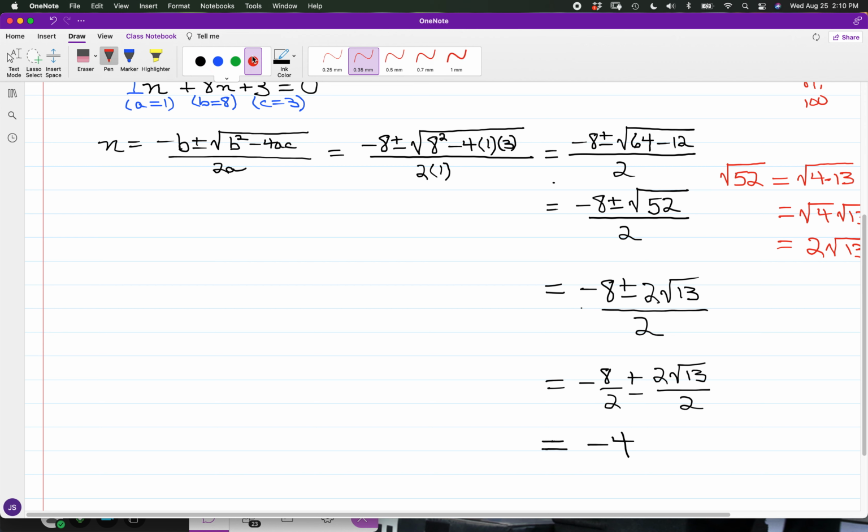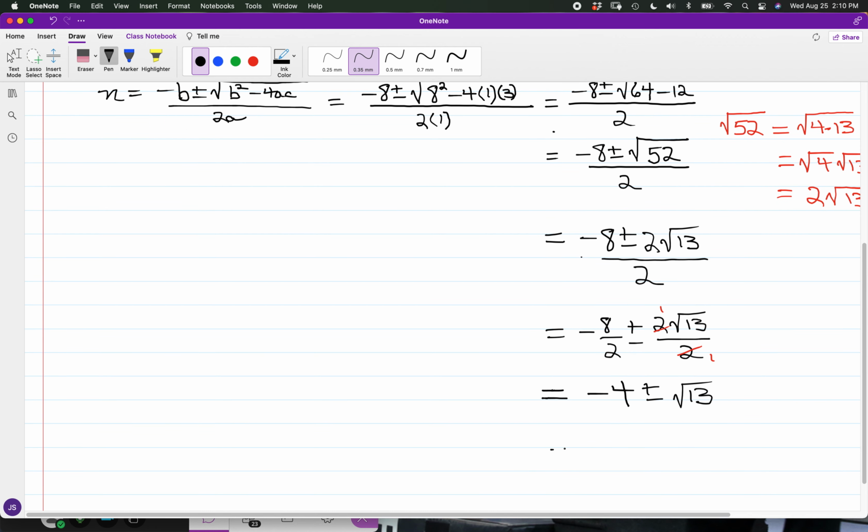And for what we have with 2 times the square root of 13 over 2, we get the 2's to cancel. So it'll be negative 4 plus or minus the square root of 13, and in terms of itemizing the values, we're going to have negative 4 plus the square root of 13, as well as negative 4 minus the square root of 13.